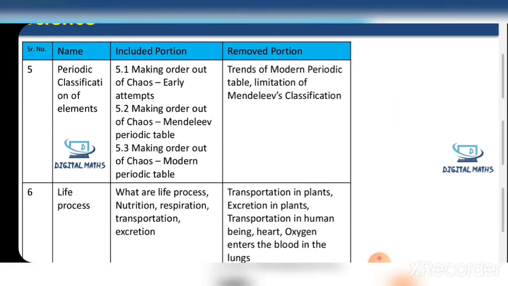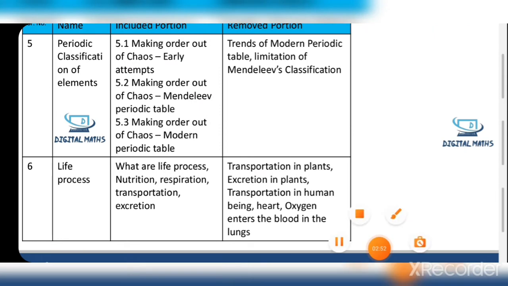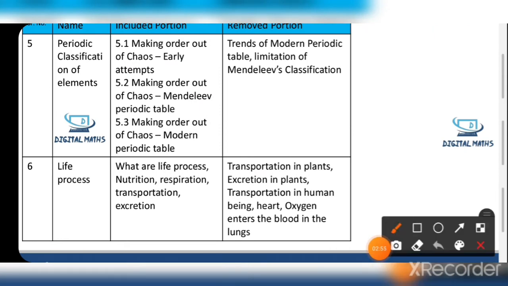Now we have to see chapter number 5 and chapter number 6, which is the included portion and which is the removed portion. Chapter number 5, periodic classification of elements. Included: making order out of chaos, early attempts, making order out of chaos, Mendeleev's periodic table, making order out of chaos, modern periodic table. Which is the removed portion? Trends in the modern periodic table and limitations of Mendeleev's classification are removed. It is also a very important question removed from your portion.